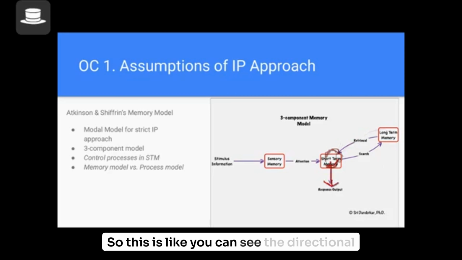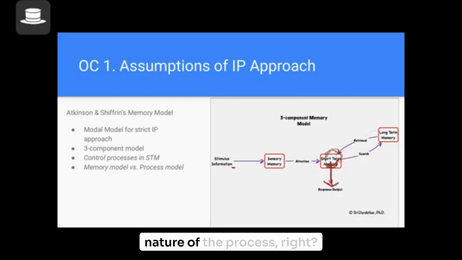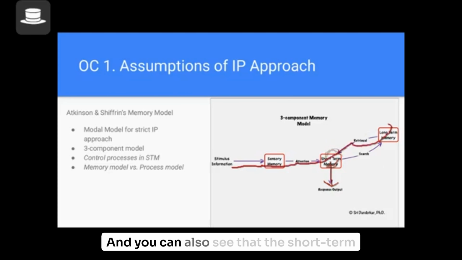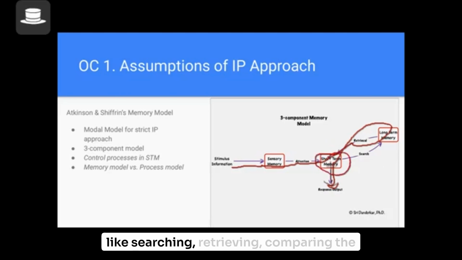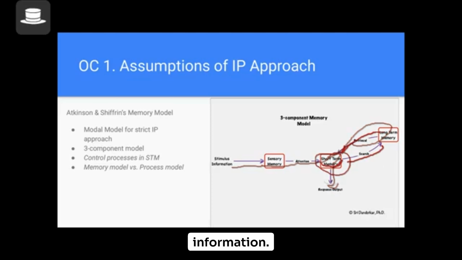So you can see the directional nature of the process. And you can also see that the short-term memory goes through several control processes like searching, retrieving, comparing the searched information with the stored information, and then yes or no.